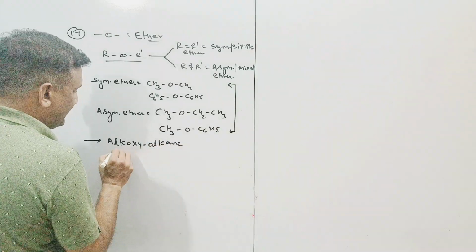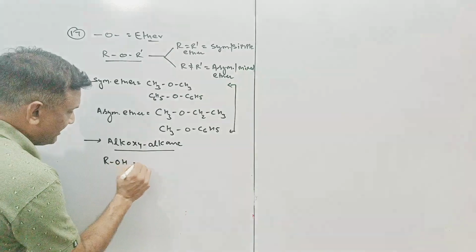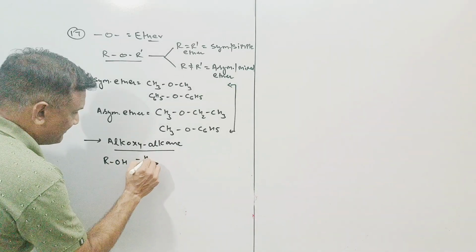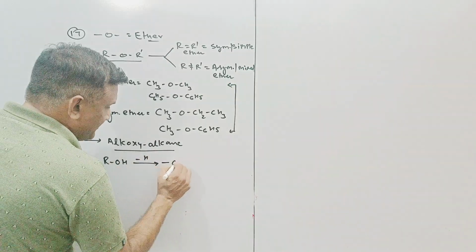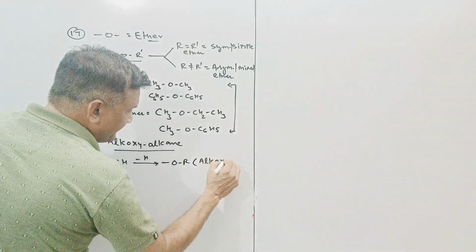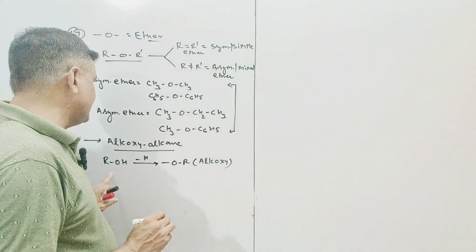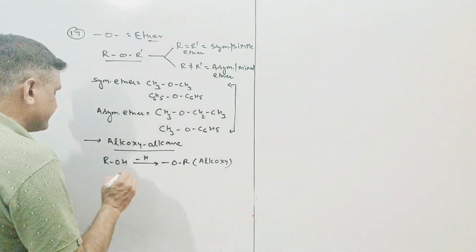What is the meaning of alkoxy group? Suppose you have any alcohol, ROH, and if you remove one of the hydrogens from it, then the remaining group is called OR. This is called alkoxy. If there is methanol, then it will be methoxy. If there is ethanol, then it will be ethoxy, like this.